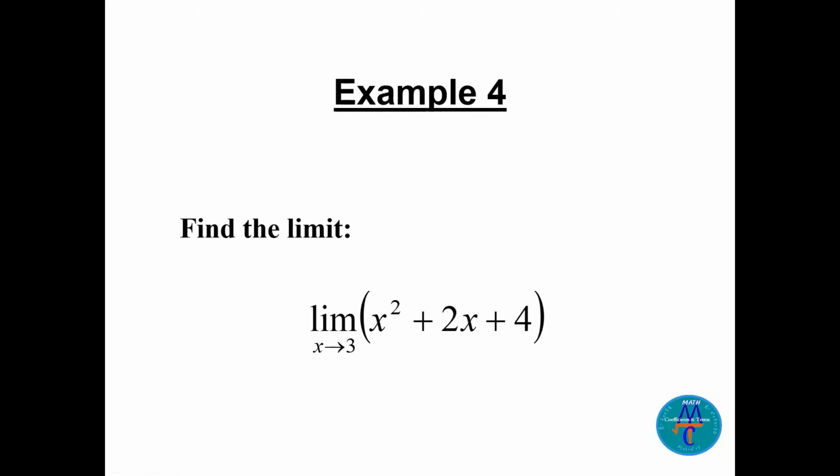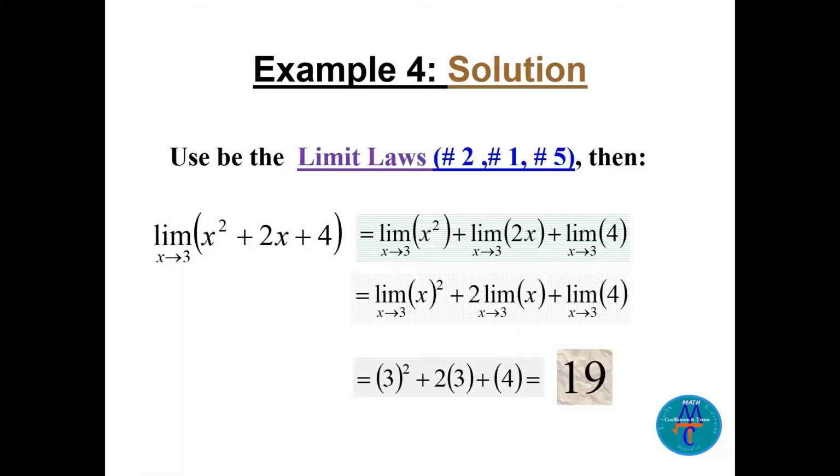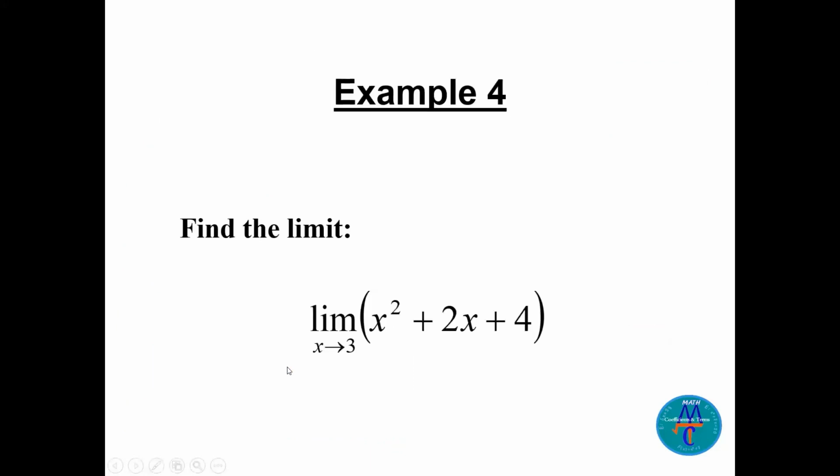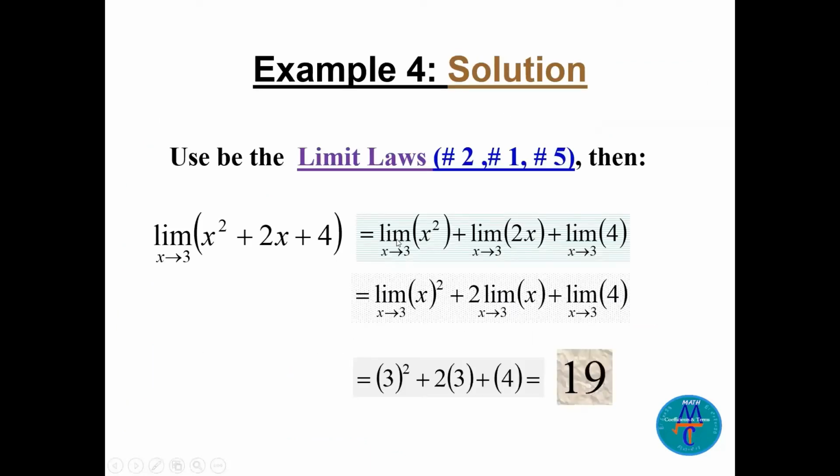Now let's start looking at example number 4. Find the limit of this function x squared plus 2x plus 4 as x goes to 3. We can directly use the limit laws 2, 1, and 5. Let me show you what 2, 1, and 5 are. We start with the sum law, then the constant law, then the power law. So you can review that. It will be the limit of x squared as x goes to 3, limit of 2x, limit of 4, this is a constant. So it will be 3 squared plus 2 times 3 plus 4, which is 19.